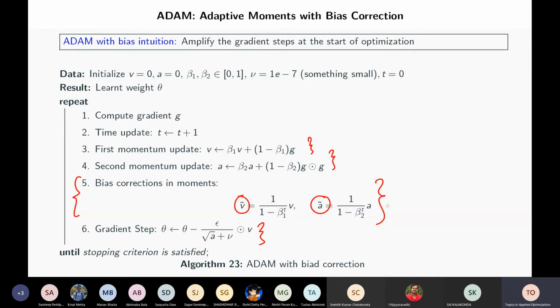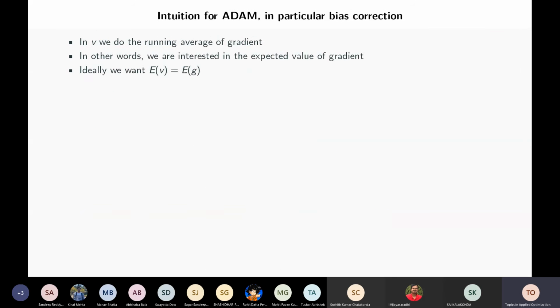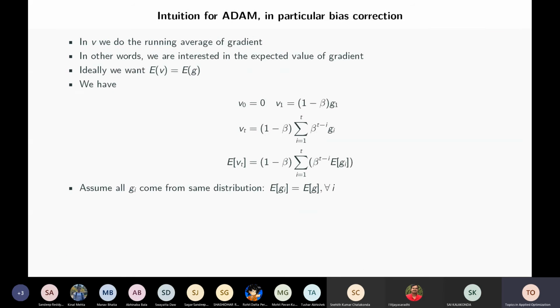Then the claim, there is a theory behind this. The claim is that with this bias correction, you will converge to the expected gradient, something like that. There is a concrete proof behind this. I don't remember exactly the proof, but I think I have noted this down here. So let us see how the proof goes.